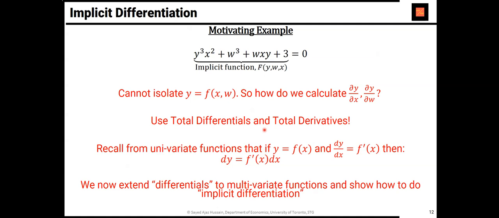To get you going, let me remind you, back in univariate functions, if y was a function of x, y equals f of x, you know that dy dx is f prime x. And you know that I showed you that for tiny changes in x, you can express the total change in y to be equal to the derivative of f with respect to x multiplied by the change in x. This is the total differential. That's actually the derivative. Now what I want to do is to extend these two things to multivariate cases.